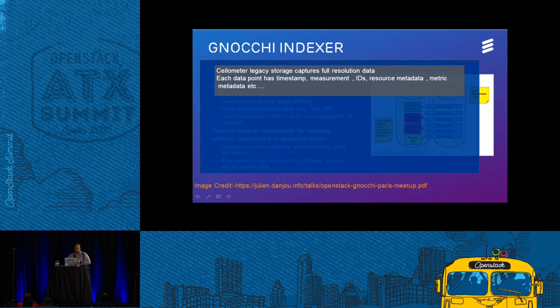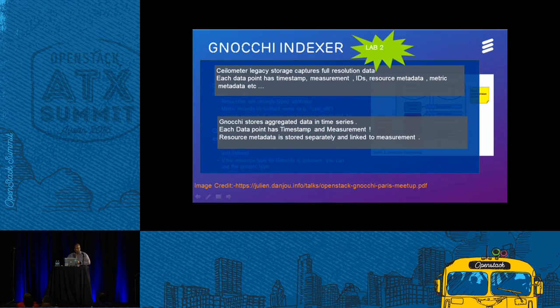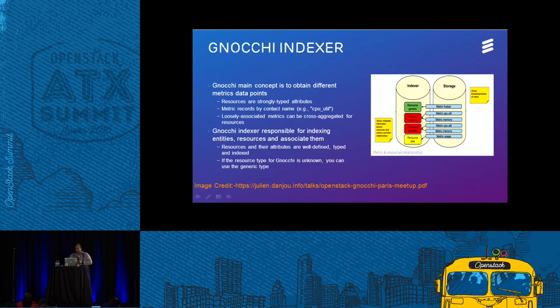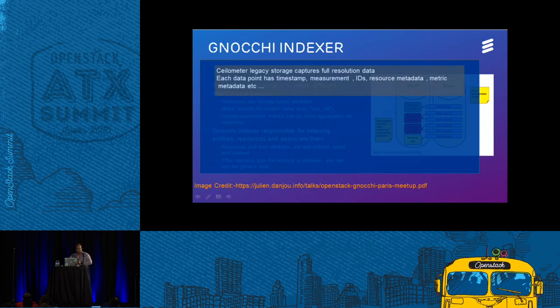Compared to Ceilometer, Ceilometer legacy storage captures full resolution data. Each data point has a timestamp, measurement, ID, resource, metadata, metric, and so on. But in Gnocchi, you will see it stores the aggregated data in a time series fashion, in a time series database, and each data point has a timestamp and a measurement. So resource metadata is stored separately, and it is linked to the measurement. As you saw in this particular diagram, it is stored separately, and it is linked to that particular measurement. That's exactly what Gnocchi does.